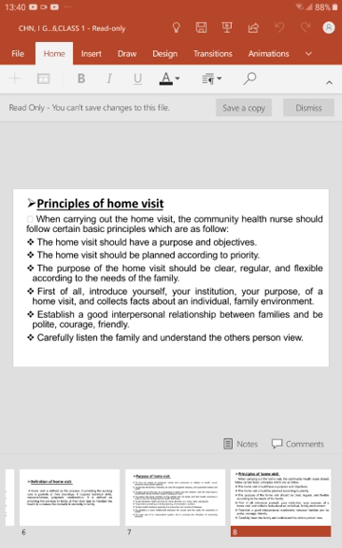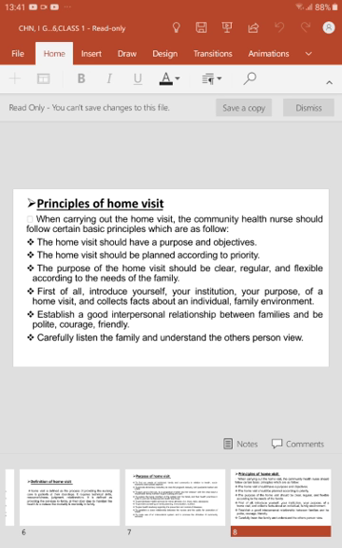The next topic is principles of home visit. When carrying out the home visit, the community health nurse should follow certain basic principles. Once we are in a community, working in a primary health center or a community health center, we become a nurse in the particular community, so we should maintain some principles when visiting the home and all. Okay, so we'll see one by one.